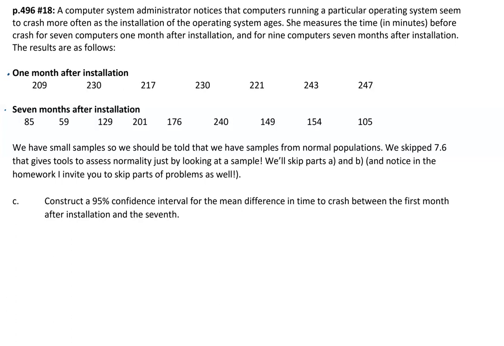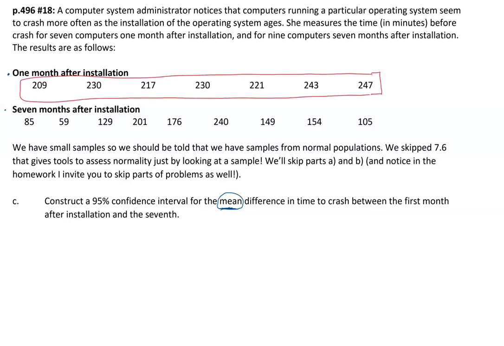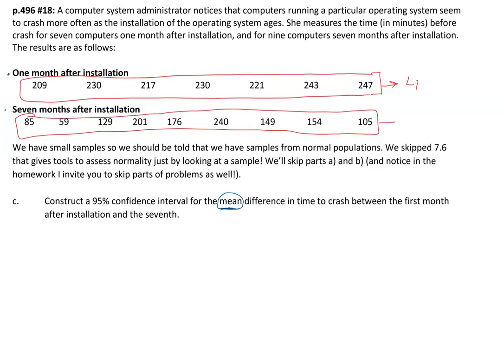So it says construct a 95% confidence interval for the mean difference in time to crash between the first month after installation and the 7th. So I see that word mean in there. Could have said average or something. And because we're working from data, what I need to do right away is get this first sample set, these first 7 numbers. Those are going to go into your calculator in L1. And the 9 numbers from the second sample, those are going to go into L2. So maybe take a moment and do that. I'm going to do it too.